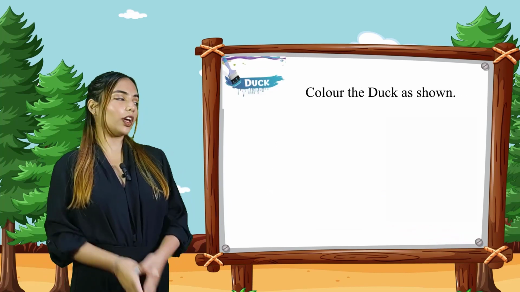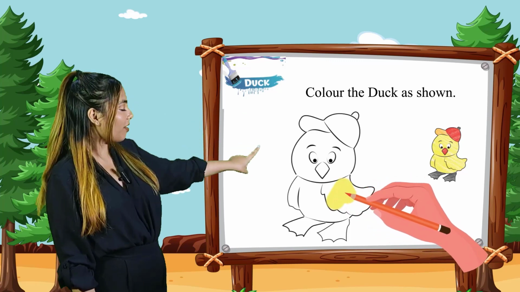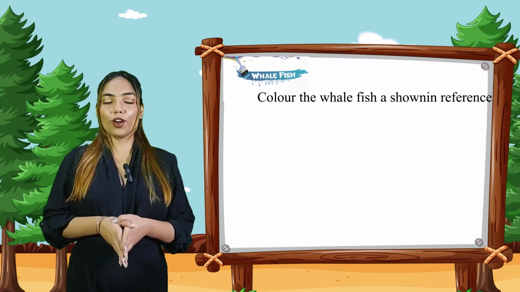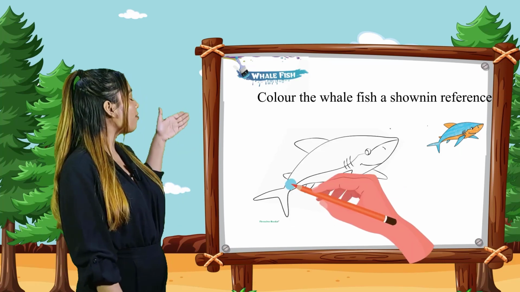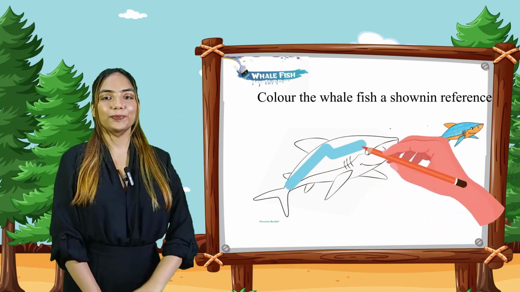Moving on to the next figure over here we have a duck. Color this duck as shown in the reference over here. Moving on to the next figure, we have a fish over here. Color this fish as shown in the figure over there.